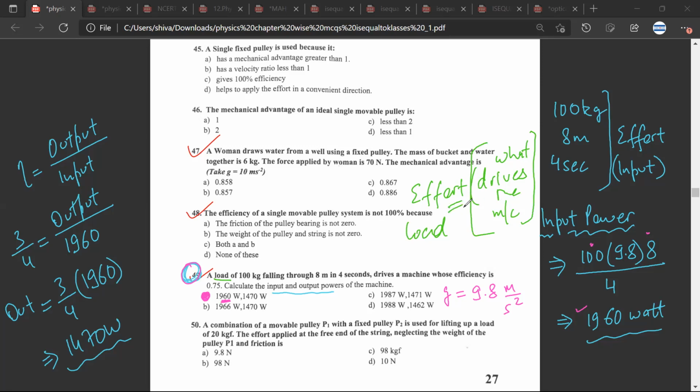Yes. So in our case, what is driving the machine? This is driving the machine. Though they have mentioned this as load, in terms of English this is load, but in terms of physics, this is actually an effort. Have you understood this concept? Yes. So once we understand that this is actually effort, let us read this as effort. So an effort of 100 kg falls through 8 meters in 4 seconds.